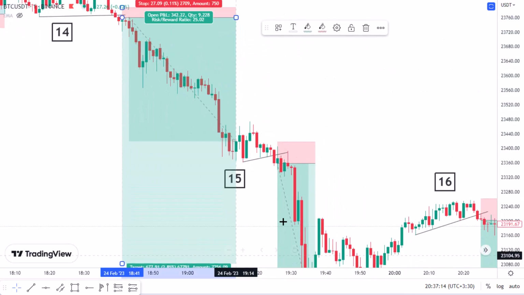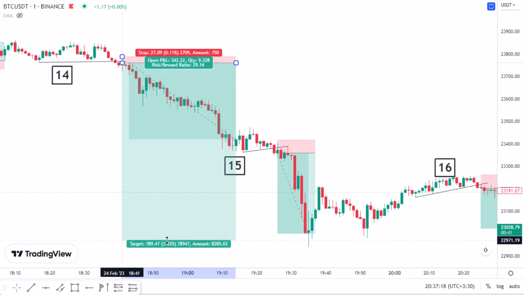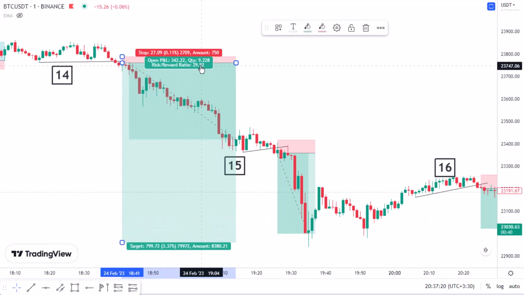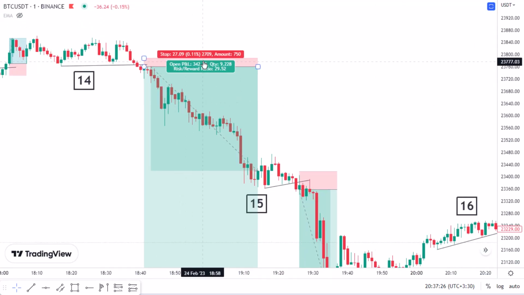Something around, let me just see, RR30, somewhere near that, which is really fantastic. Really fantastic. You risk 1 instead of 30. So much nice.